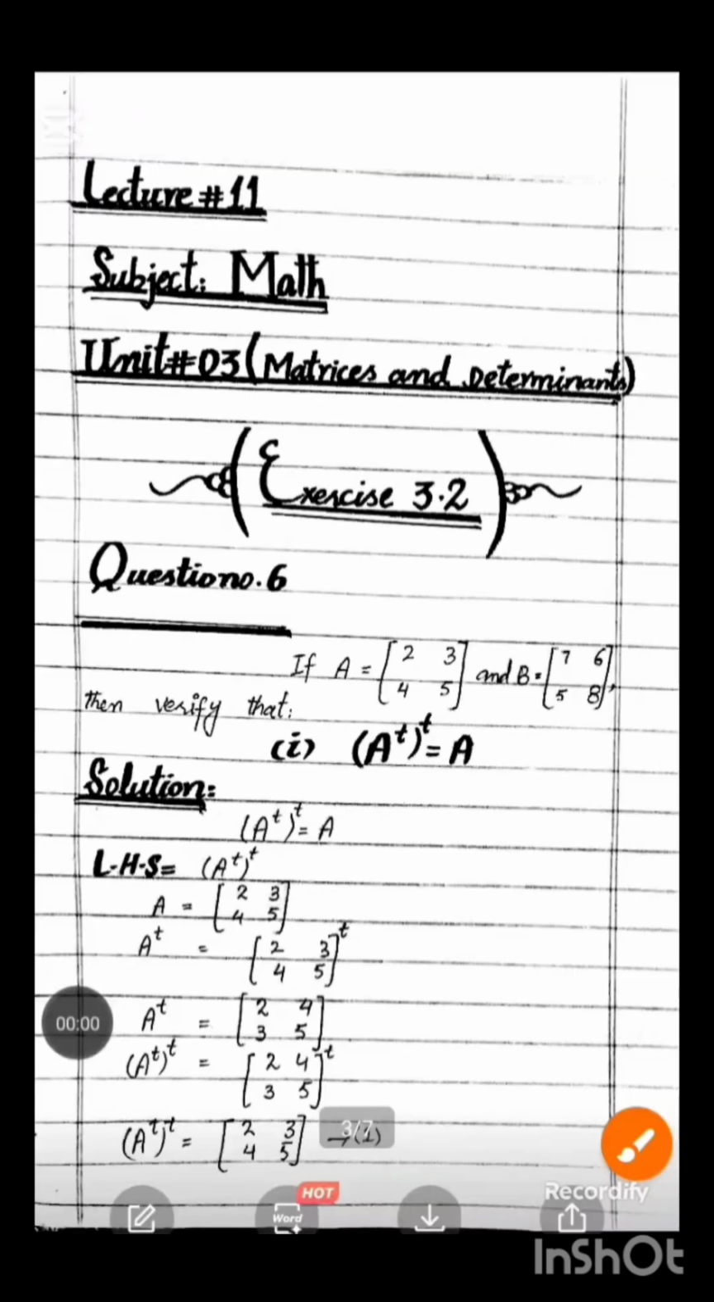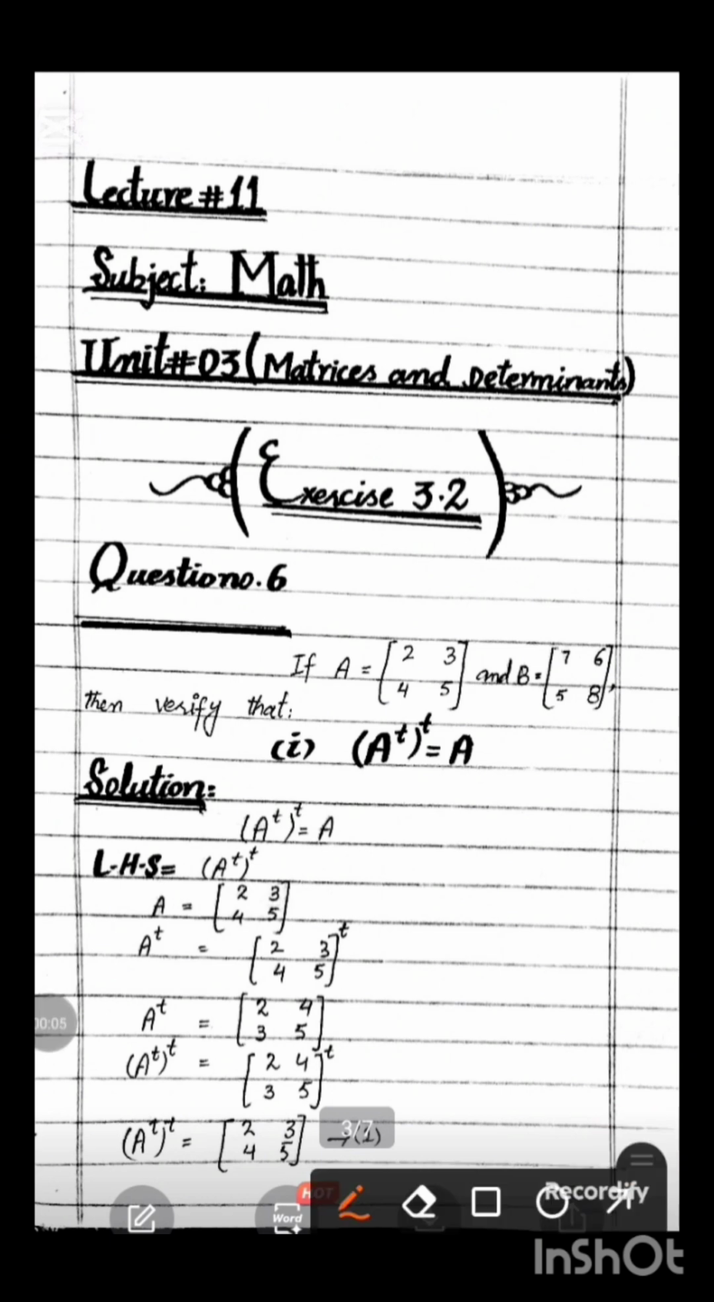Next we have exercise 3.2, question number 6. If A is equal to 2 3 4 5 and B is equal to 7 6 5 8, then verify that (A transpose) whole transpose is equal to A. So moving towards our solution, we have to show (A transpose) whole transpose is equal to A. Taking the left hand side, that is equal to (A transpose) whole transpose. First of all, by taking matrix A, we will find the transpose of this matrix, and we know how we can find the transpose of a given matrix: by changing rows into columns or columns into rows.